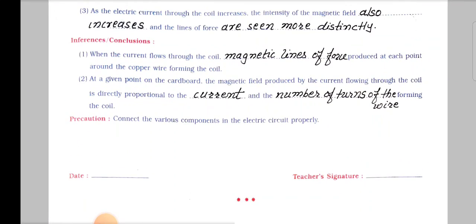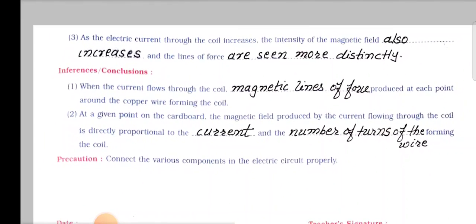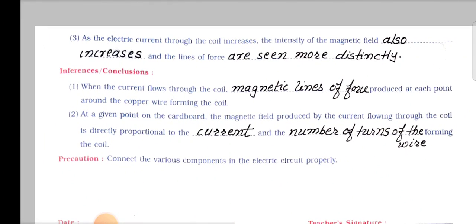Now next, inferences, conclusion: magnetic lines of force, and lastly second, current and number of turns of the wire forming the coil. So these are the experiments of science practical.